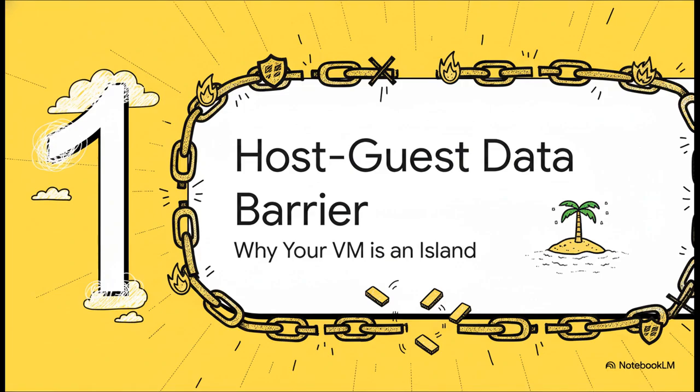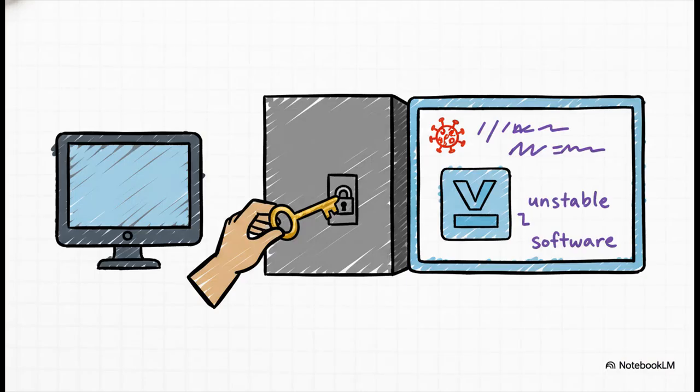Why is your VM a digital island to begin with? You know, it can feel like a bug, but it's actually one of VirtualBox's most important features. See, your VM is designed to be a sandbox. That isolation, it's like a fortress, and it's there to protect your main computer from any unstable software or viruses you might be testing inside. It's a fantastic security feature, but that same fortress wall is what stops your files. So let's talk about how we can open the gate, just when we need to.